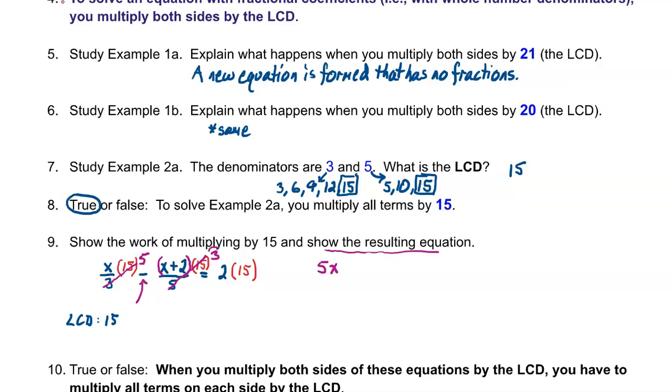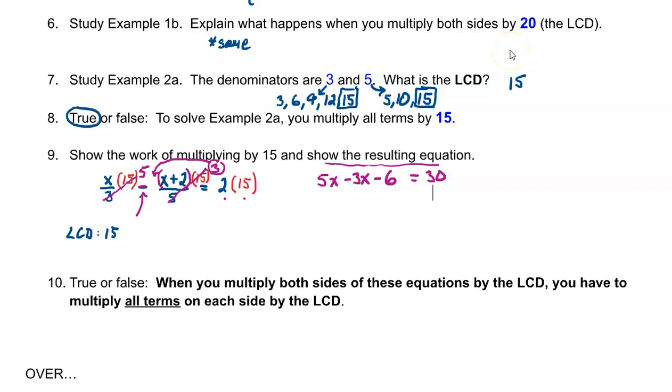Imagine that that 3 is actually in front of the parentheses, right? In fact, we could have written it there to begin with. Then that minus sign goes with that 3. That's negative 3 times x, which is negative 3x. And it's negative 3 times 2, which is negative 6. Now on the right side, 2 times 15 is 30. So here is the resulting equation after you multiply everything by the LCD.